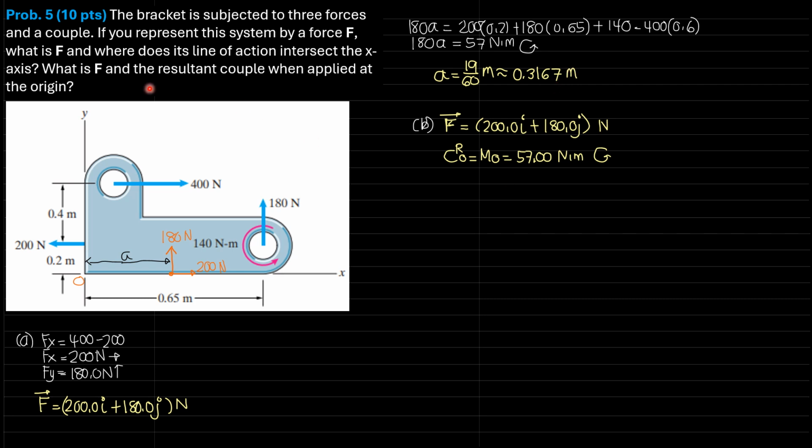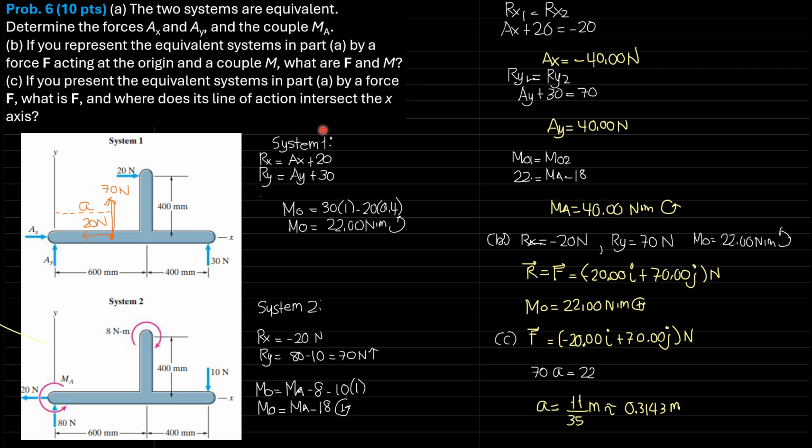Then in part B, what is F and the resultant couple when applied at the origin? Of course, F will not change. So F is the same quantity, 200i plus 180j newtons. And the resultant couple about the origin, we already computed, and it is equal to 57 newton meter counterclockwise.